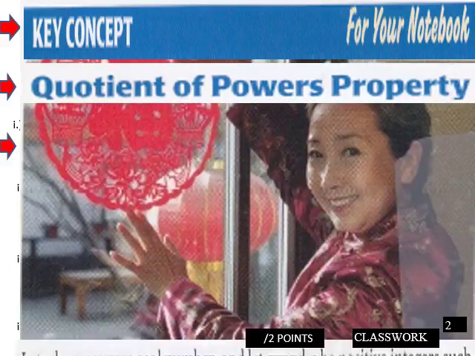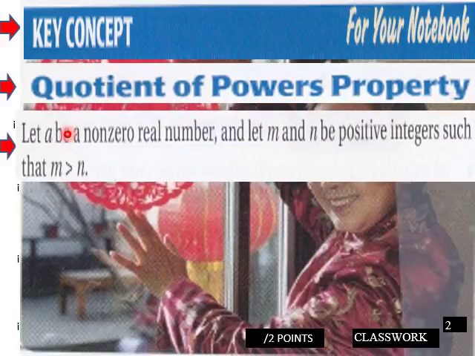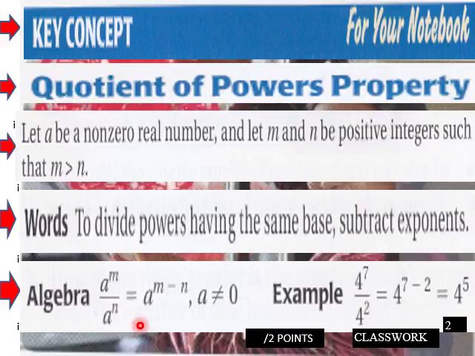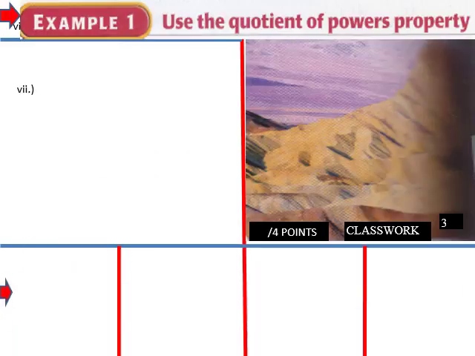And here's your concept, the quotient of powers property. Let a be a non-zero number. Let m and n be positive integers, such that m is greater than n. So to divide powers having the same base, subtract exponents. Here's our algebra, and here's an example of what we do when we have a quotient, a fraction bar. That's how we handle exponents in that situation.